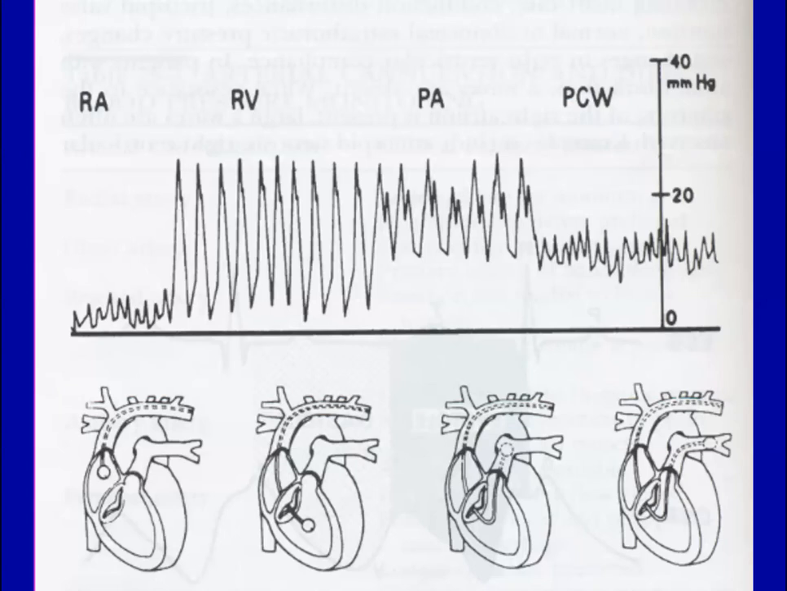The advantage of the balloon tip catheter is it can be passed through the heart into the pulmonary artery without requiring fluoroscopy, simply using the waveform to tell you where you are.